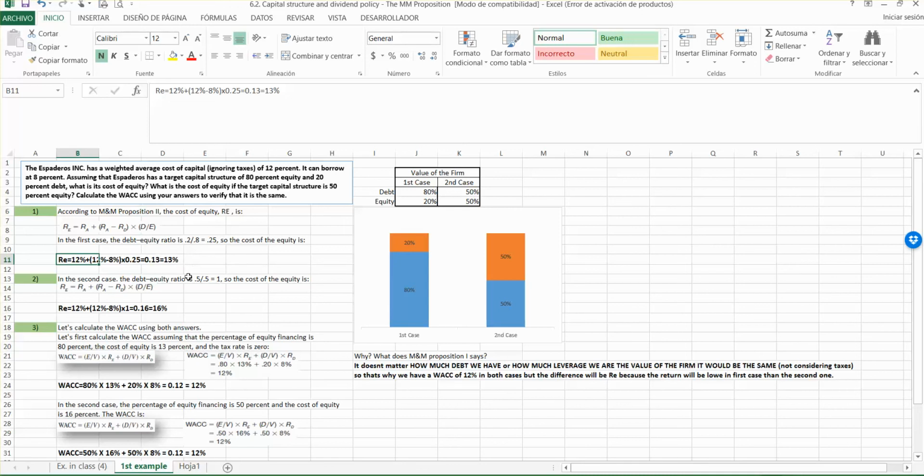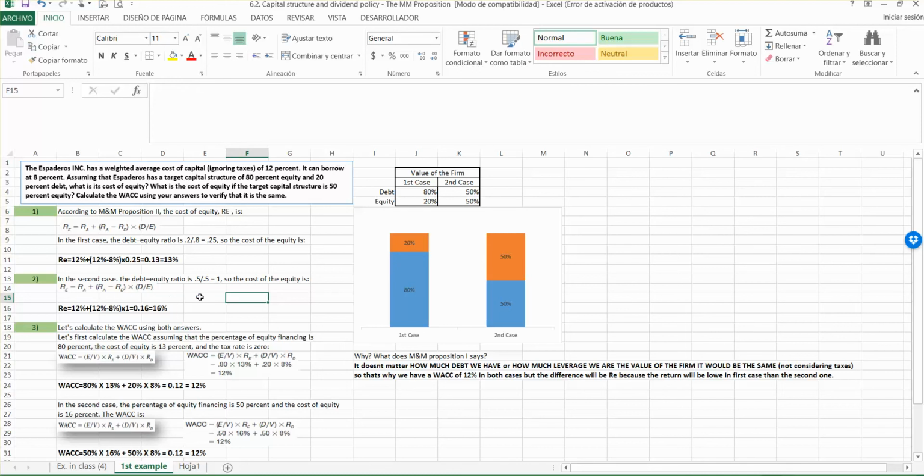For the second example, what is the cost of equity if the target capital structure is 50% equity? As we already said in the other example, our debt equity ratio is 50% divided by 50%, which is 1. So we have here the 1, and the result is 16%.